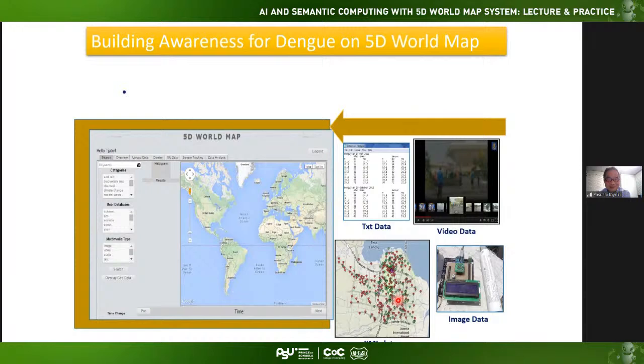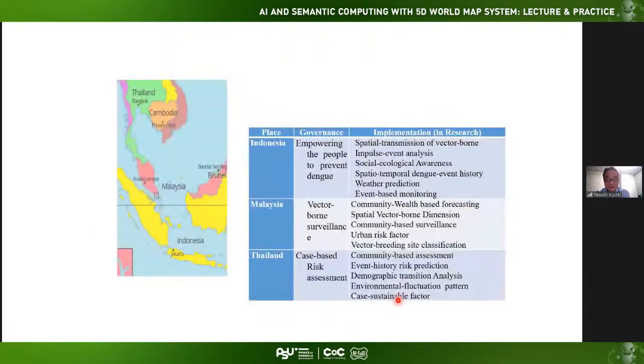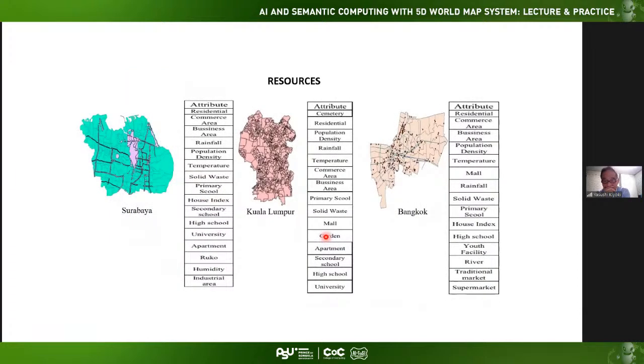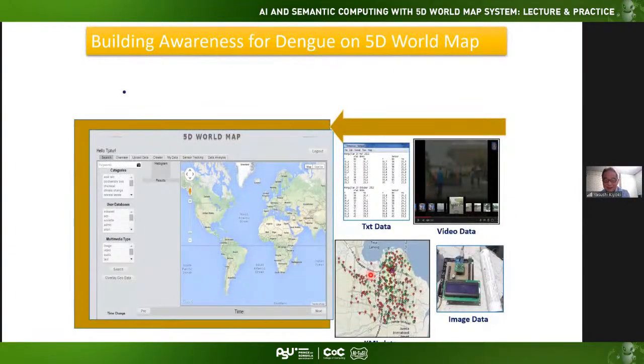And this is a case of the dengue fever. So collaboration with Surabaya, Indonesia. And this is dengue fever spreading in the cities. And we have three places related to the dengue fever phenomena: Indonesia, Malaysia, and Thailand. We integrated Bangkok, Kuala Lumpur, and Surabaya about the spreading of the dengue fever. These information resources are differently existing in local areas, but how to make a good integration? This is our trial. And finally, mapping to the place of the dengue fever. Red area, dengue fever already existed, and green area, this is a dangerous area related to dengue fever.